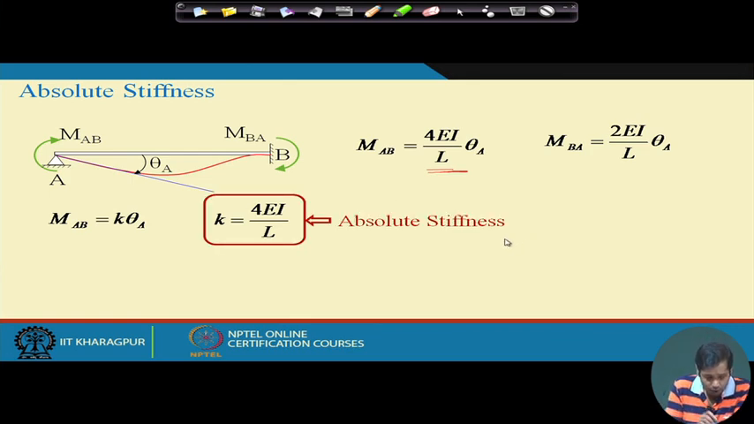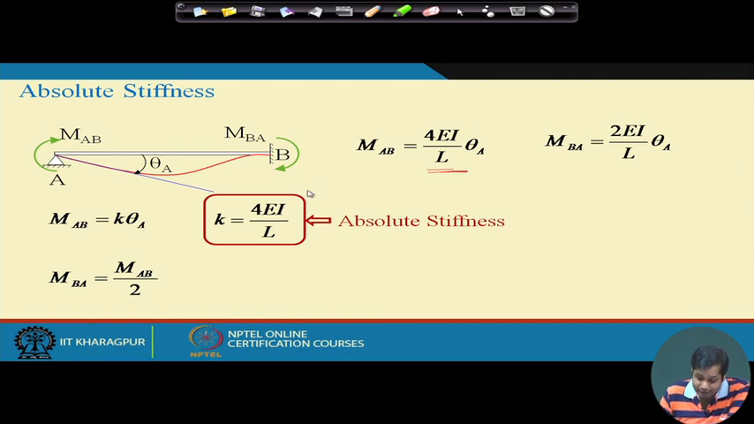Now, if we apply a moment and the rotation at that point is theta a, that is represented by MAB = k times theta, where k is called the absolute stiffness, or sometimes just stiffness. Next, we have also seen that MBA is equal to this. Therefore, MBA is equal to half of MAB.